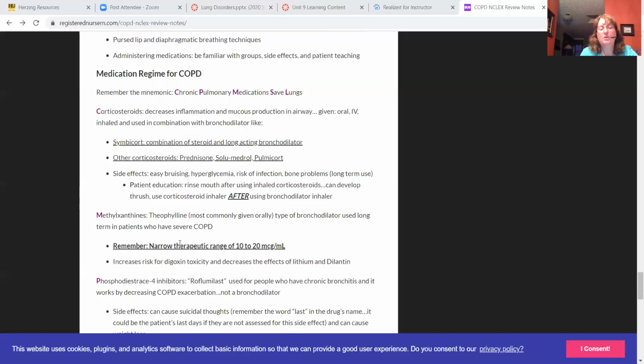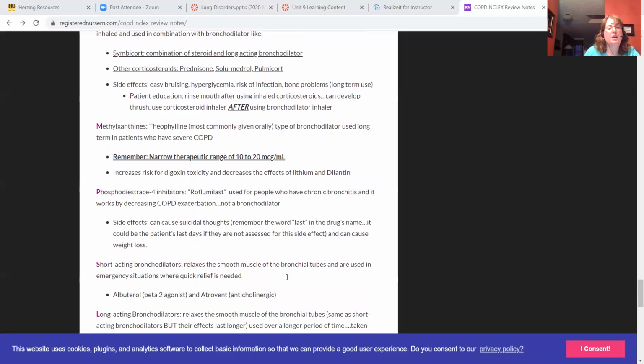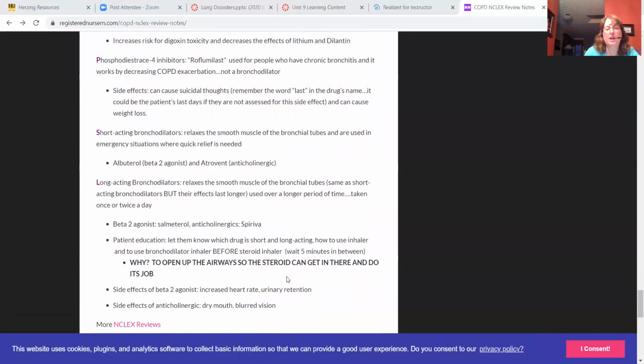There is also a specific medication that is used for COPD patients called a phosphodiesterase 4 inhibitor. It's Roflumilast. This is used to treat people who have chronic bronchitis, and it works by decreasing COPD exacerbations. It's not a bronchodilator, though.